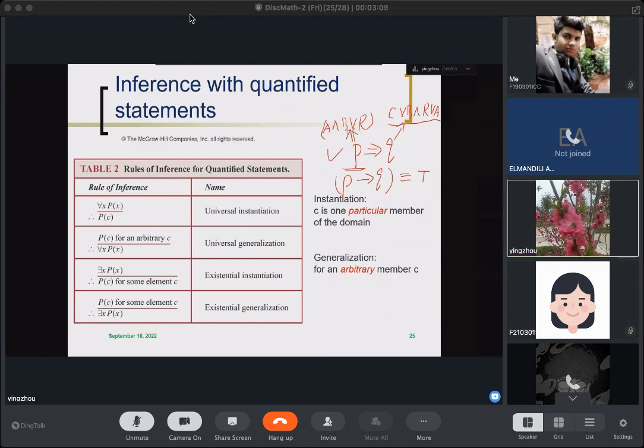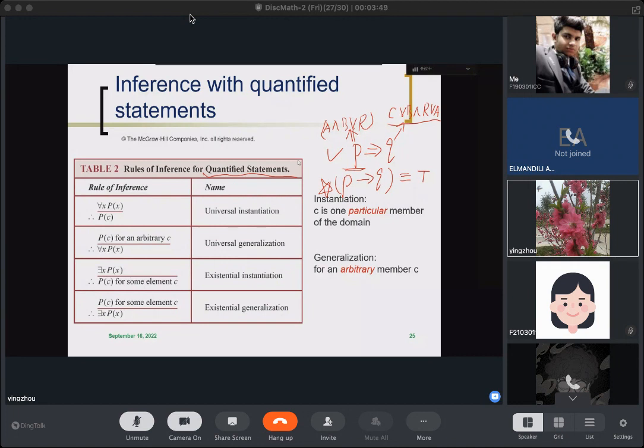So for the computer to do its proof or inference, it translates this into a new logical expression and checks whether or not this expression is a tautology, always true. In the previous videos, we showed this. And now we extend this inference, to do inference with quantifying statements.